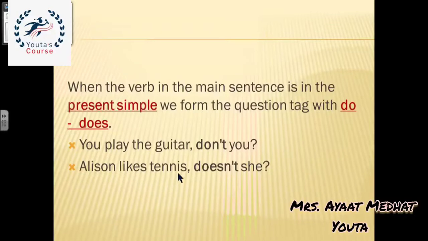Allison likes tennis. It's the same. We don't have any of verb to be, any of verb to have, any of the modal verbs, so we will use one of verb to do. Here we have S at the end of the verb, likes. So we will use doesn't. Doesn't she? I can't say doesn't Allison because I can't put a noun here. I must put a pronoun. Doesn't she?